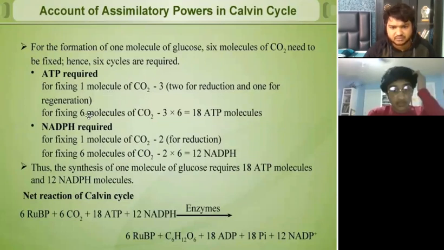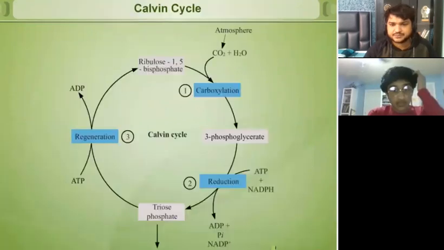One second. Why are they writing 3 for fixing 6 molecules of CO2? Why are they writing 3? I guess we are making some mistake. Maybe because there are 3 steps.